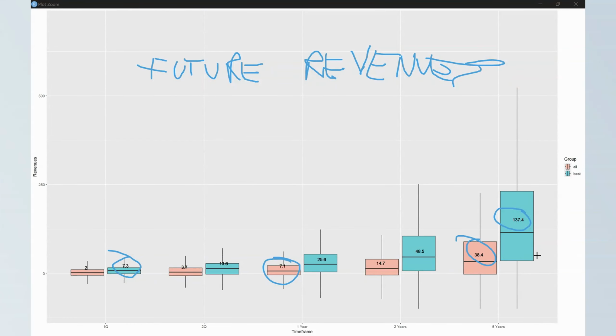The average has always been 38.4% expected revenue growth, but with the companies we chose, we can see 137.4% is the median, but the 25% quantile is well over 2x. And the worst, pretty much the worst-case scenario, let's say the 25% quantile, is already higher than the median of the average all-time companies.